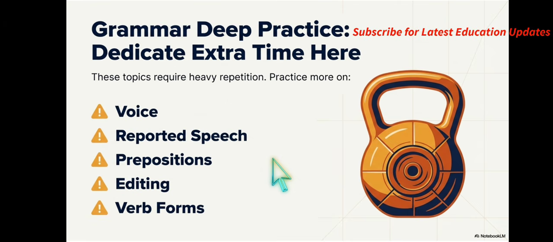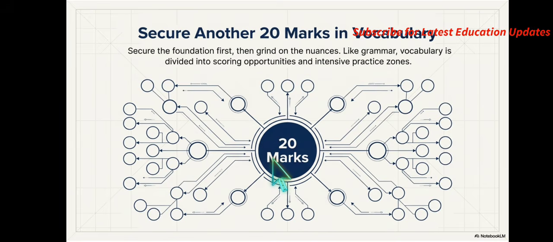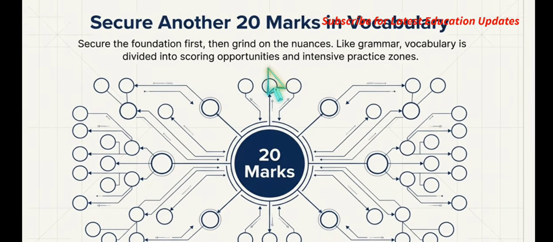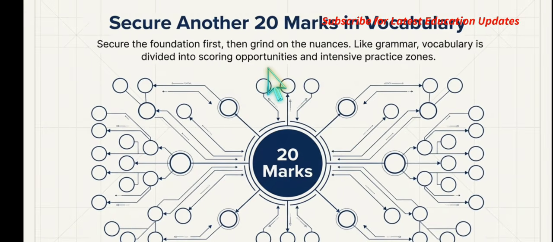Then prepositions, which are tough to be answered. So remember the frequently used prepositions like good at, fond of, interested in, etc. Editing we discussed in the previous playlist video, focusing on the singular and plural, subject verb agreement, then articles, then spellings, and etc. Verb forms. Now, how to score another 20 marks in this area? So secure foundation first, then grind on the nuances like grammar, vocabulary is divided into scoring opportunities and intensive practice zones.